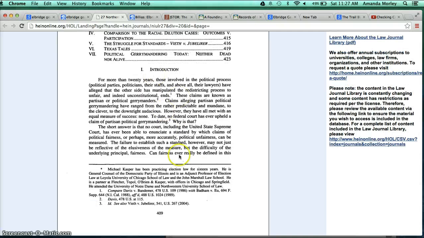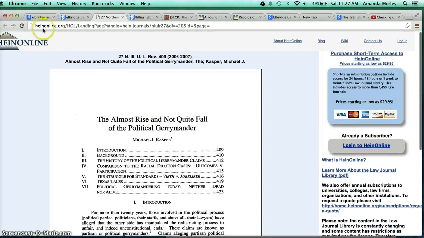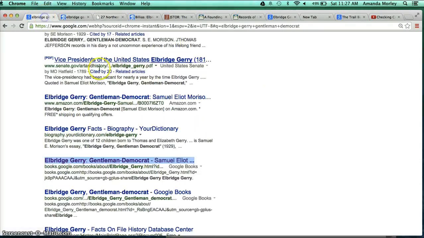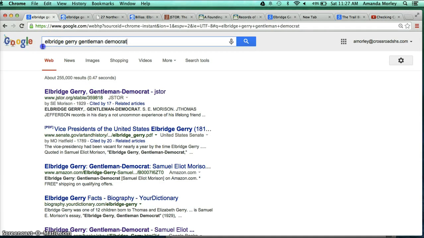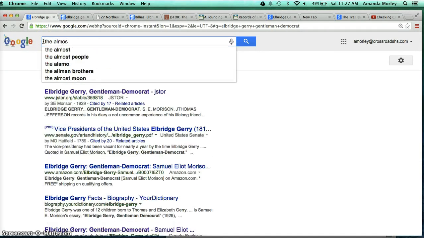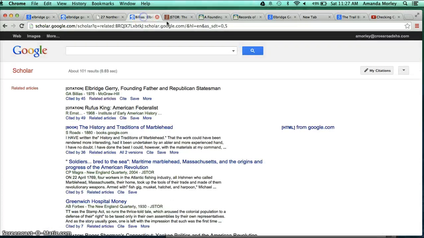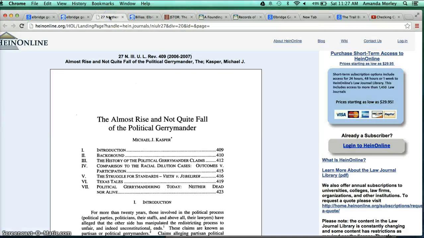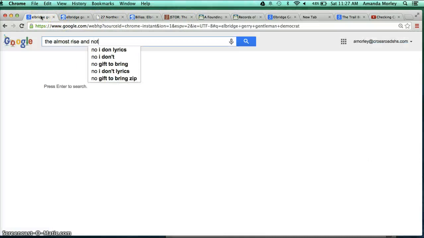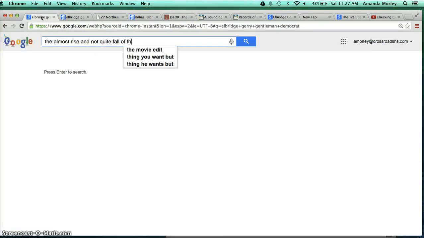So I can read the introduction and decide, is this a really good source that I want to hunt after? I think it is, so I'm going to do the same thing back here. I'm going to try to get in here. The almost rise and not quite fall of the political gerrymander. Does it say gerrymandering? Nope.